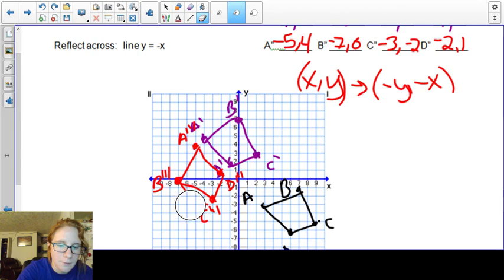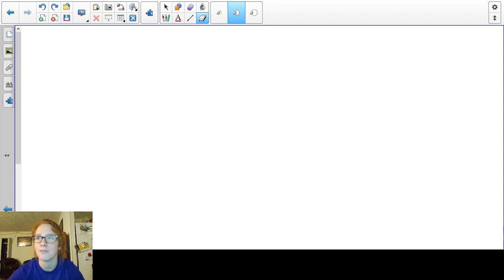There is my shape. He stayed isometric, again, as best I can. We slid him and then we flipped him. That's all I have for you. Good luck on your test.